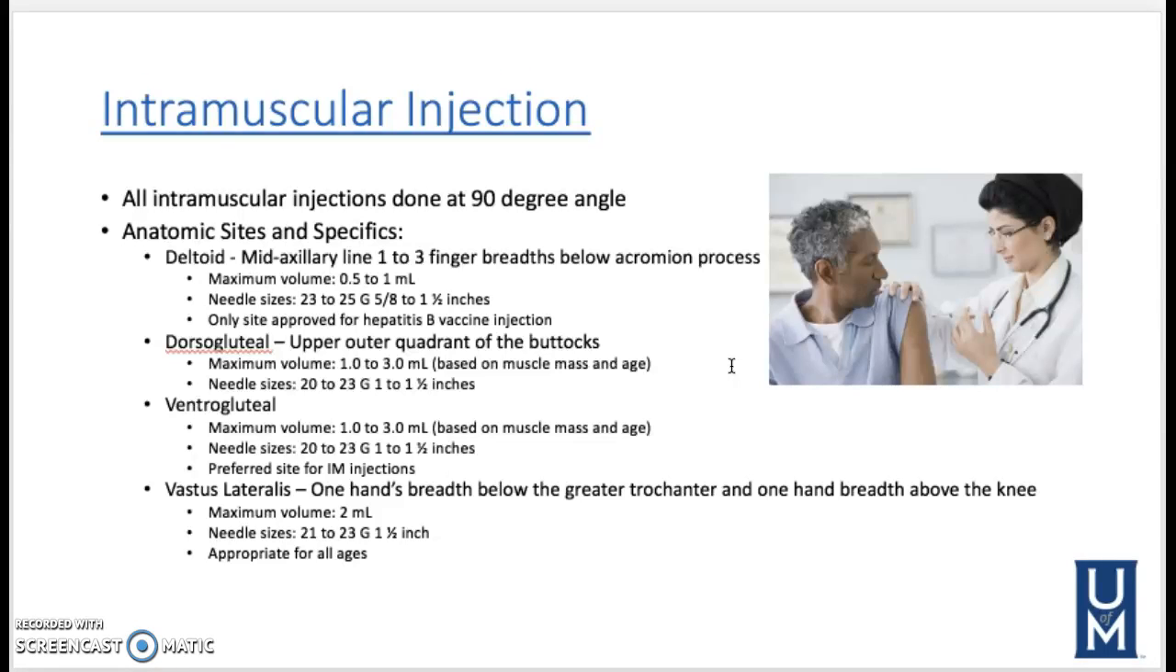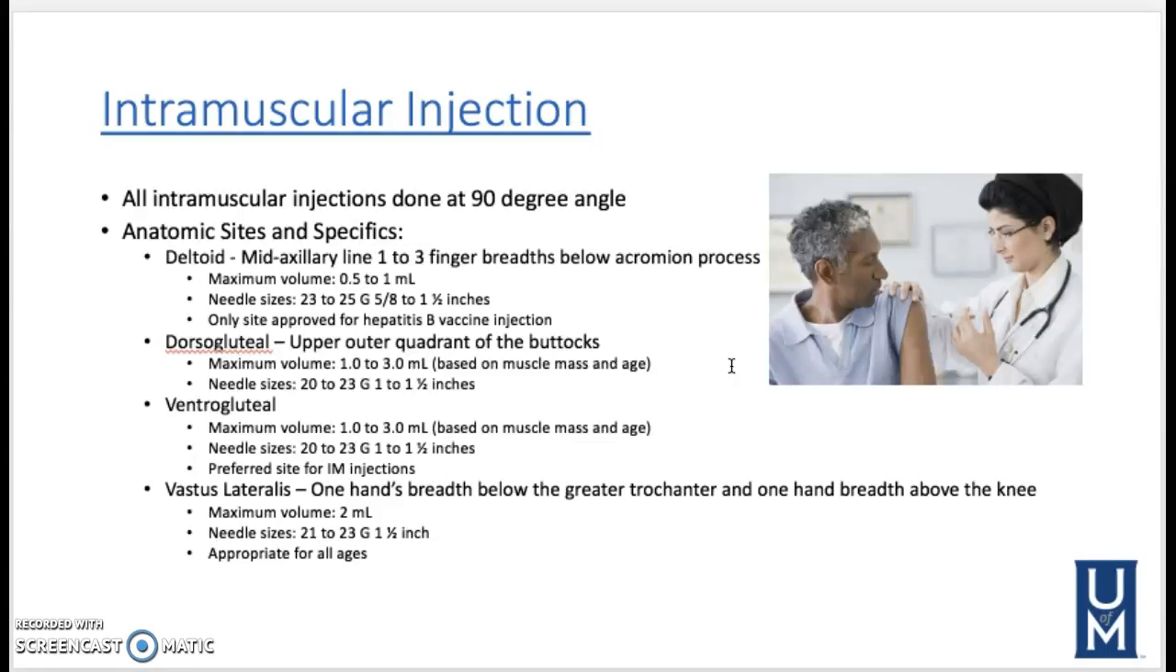Okay, so the next site we're going to talk about is dorsogluteal. This is the upper outer quadrant of the buttocks. If you take the butt cheek and divide it into 4 quadrants, so you draw a big cross on it, where you're going to give that injection is going to be that upper outer area. The max amount you can give here is actually 3 mL. This is a bigger muscle. Obviously, our gluteal muscle is much bigger than our deltoid, so we can put more liquid inside of it. So needle size here is even bigger, because a bigger muscle, bigger area to get to: 20 to 23 gauge, 1 to 1.5 inches.